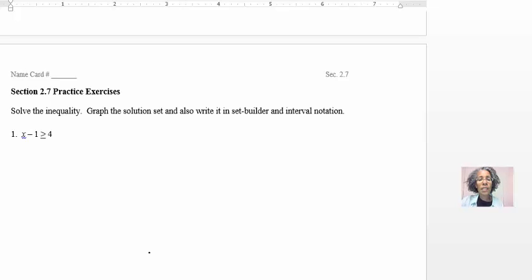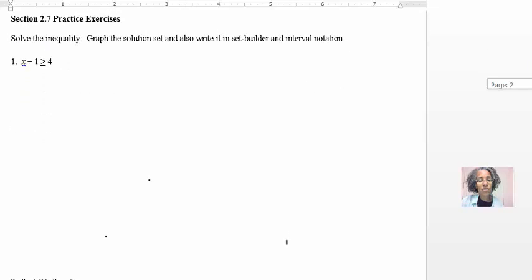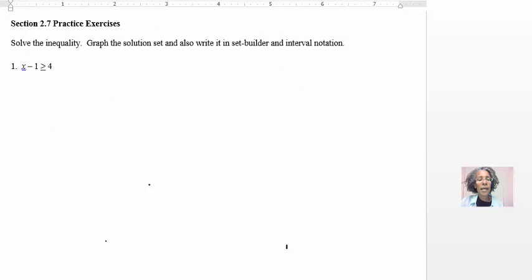Okay, let's take a look at solving this inequality. We want to look at some practice exercises. And what I want to do when I solve the inequality is graph the solution set and also write it in set builder and interval notation. So my first inequality is x minus 1 greater than or equal to 4.